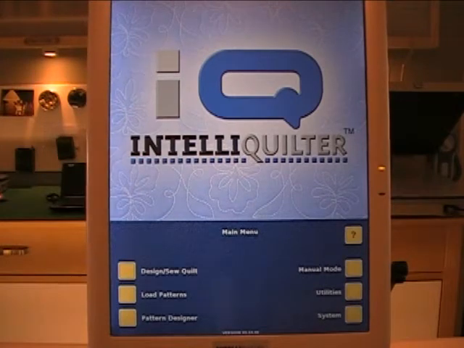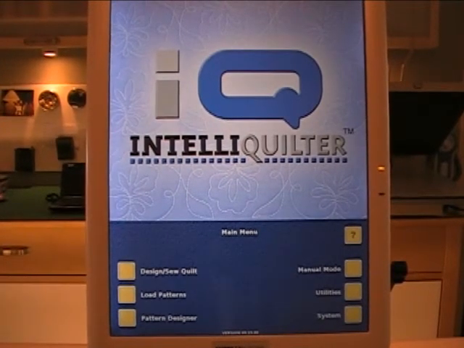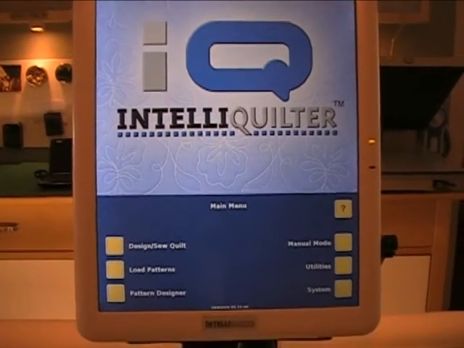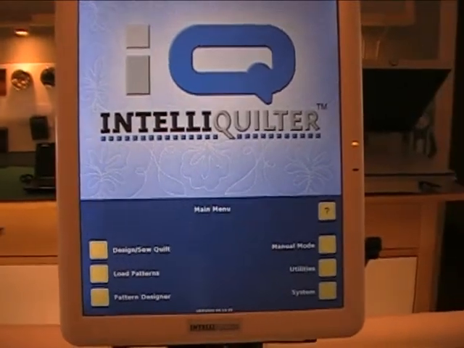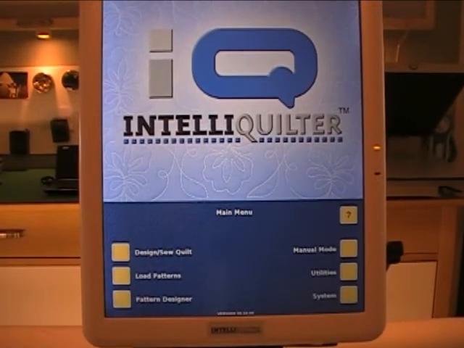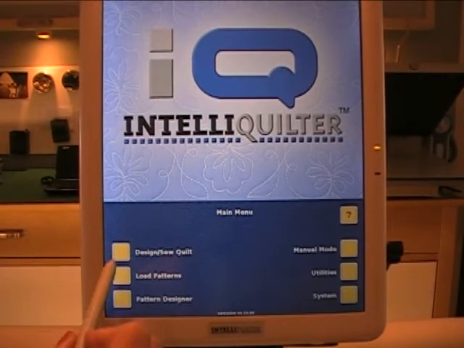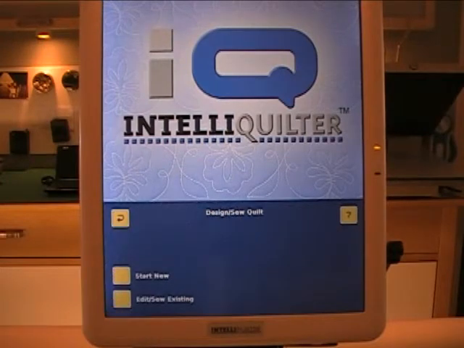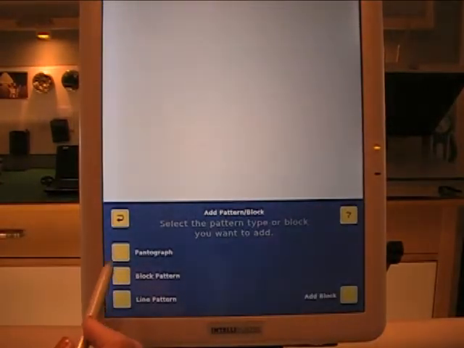But anyway, I'm just trying to go over the interface with the IQ and how it was meant to be set up. So, without further discussion, I'm going to go ahead and try this out. Here again, I'm learning along with you. I'm going to design a quilt, start new. I'm going to do a pantograph.